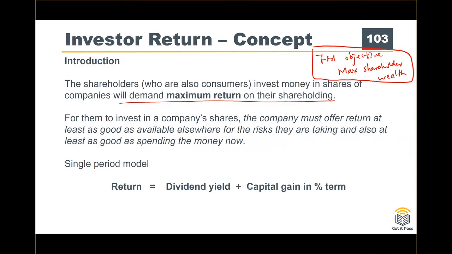So the shareholders, honestly, in their investment in shares, demand the maximum return, which is just what a rational person would do. So for them to invest in the company shares, the company must offer a return at least as good as available elsewhere for the risk they are taking, and also at least as good as spending the money now. For a single period model, the return is the dividend yield plus any capital gain in percentage terms. So it's the basic model to analyze the investor return.